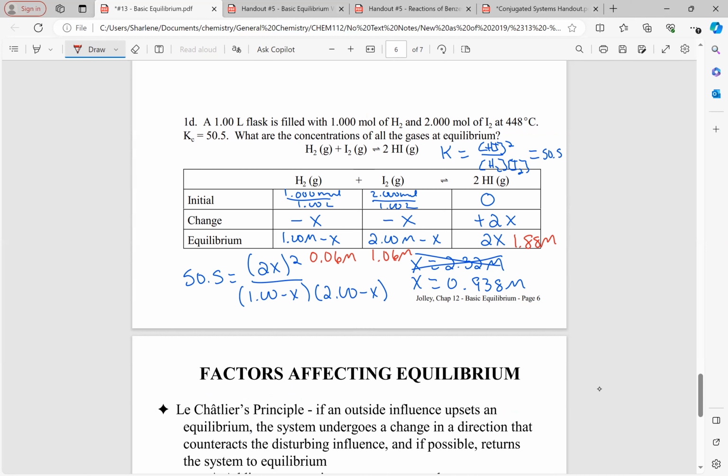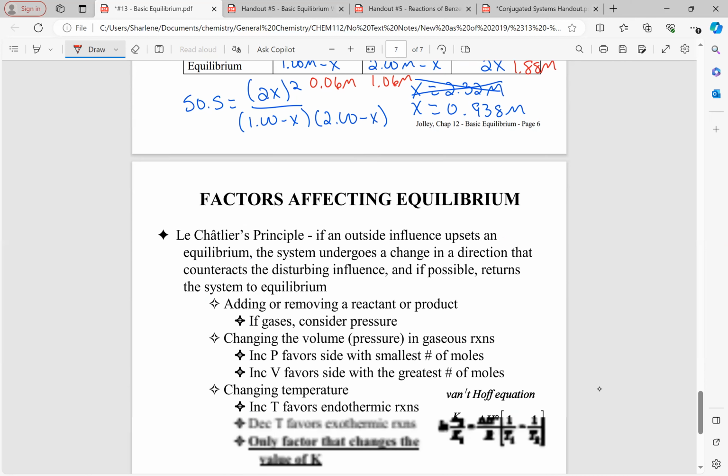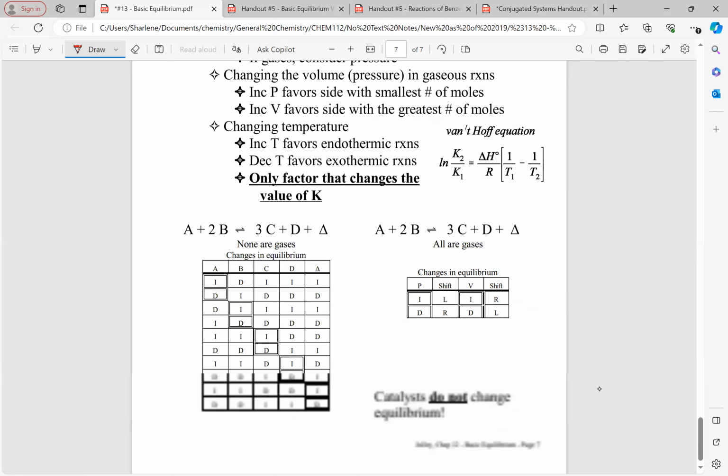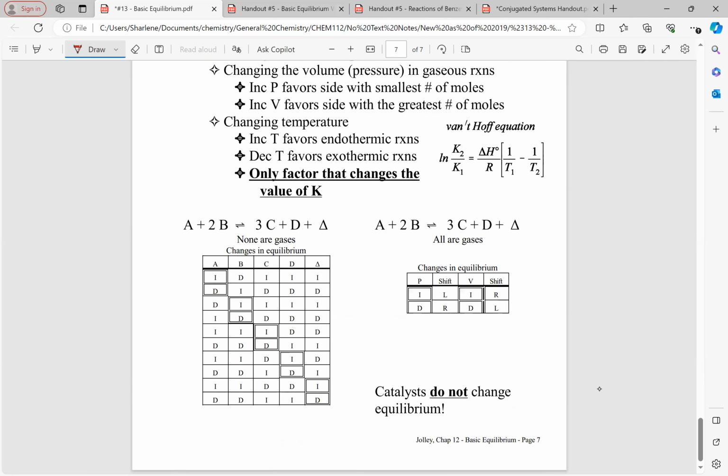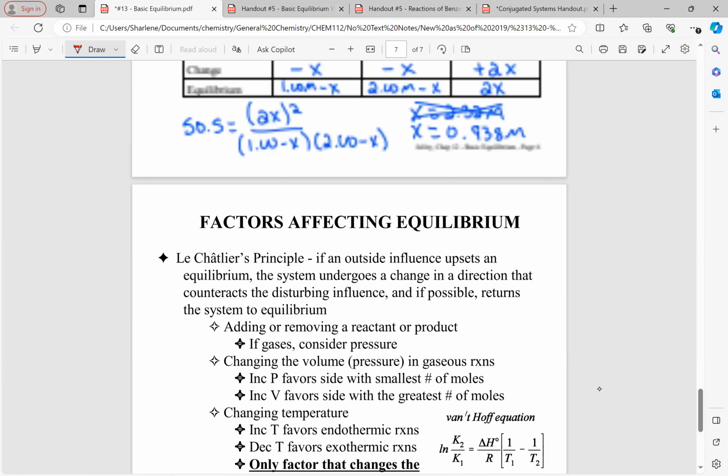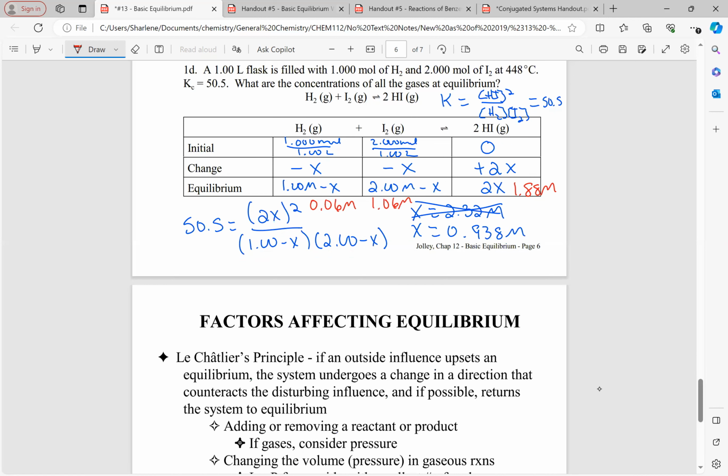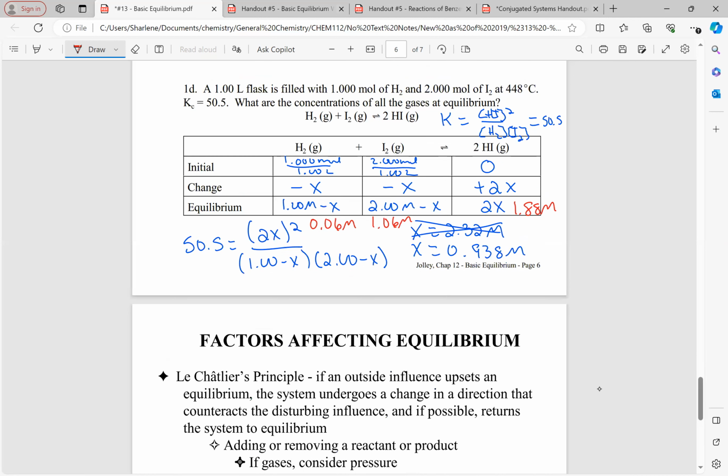All right. Make sure I don't have any more problems hidden here for you. All right, so that was question 4, 1D, or the fourth practice problem.